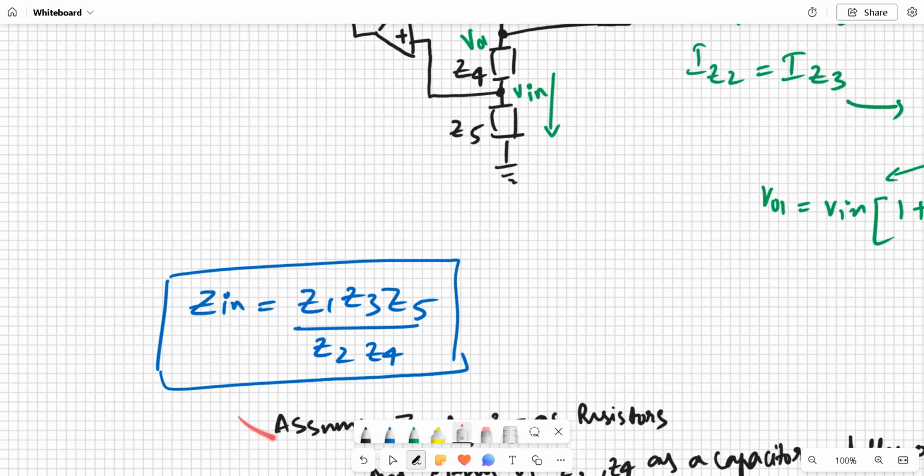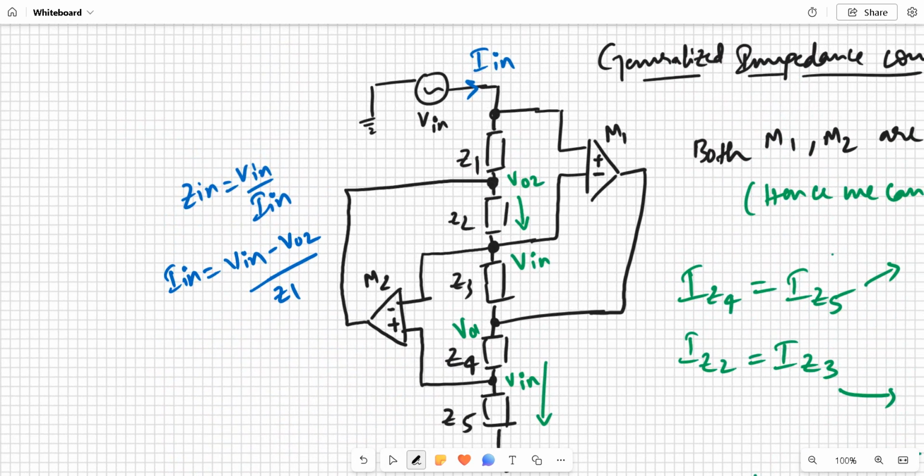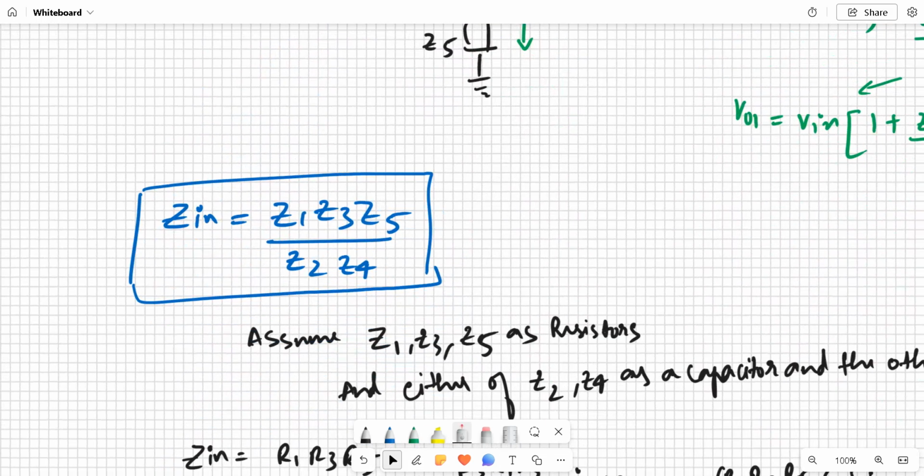So the voltage source, the input impedance seen by this voltage source. Looking through these two terminals, this part, the input impedance is Zn, and from the analysis Zn came out to be Z1 Z3 Z5 upon Z2 Z4. So this is the final equation for the input impedance.